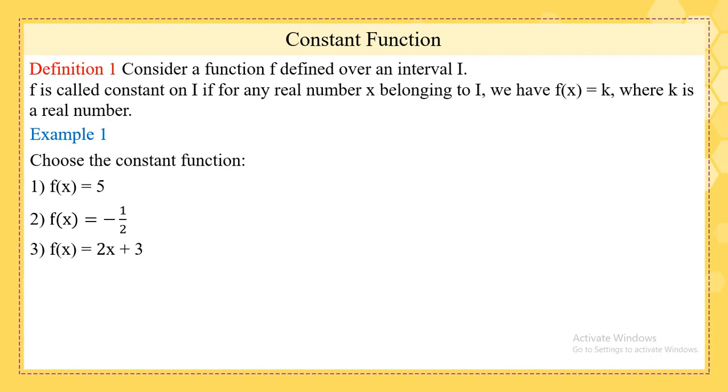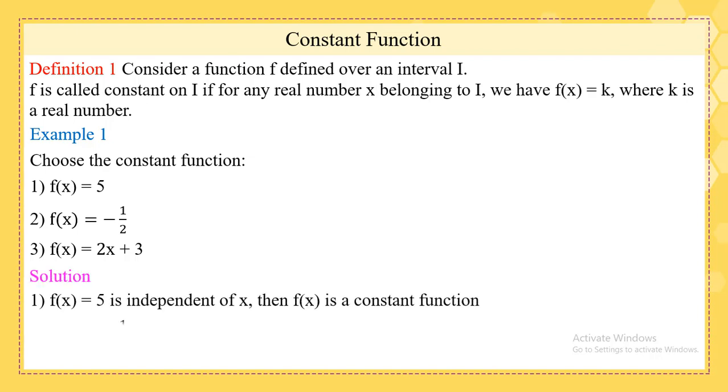The first example, choose the constant function. 1. F of x is equal to 5. Here, the function is constant since if x varies over the domain of definition, f of x will remain 5. F of x equal minus half, this is also a constant function. F of x is equal to 2x plus 3. In this case, f of x depends on the value of x, so it's not a constant function. This is the solution.